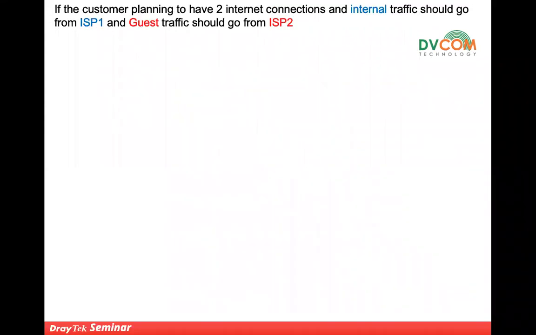And there is another question. If the customer is planning to have 2 internet connections, and internal traffic should go from ISP1 and guest traffic should go from ISP2. Most of the people used to ask this question. Basically, for guest people, we don't want to give our internet because we have taken a separate internet connection for the guest, and we have taken a separate internet connection for our internal staff. Is it possible? Can we route the traffic? For example, internal traffic should go from ISP1 and guest traffic should go from ISP2. Yes, in DrayTek, you can do that.